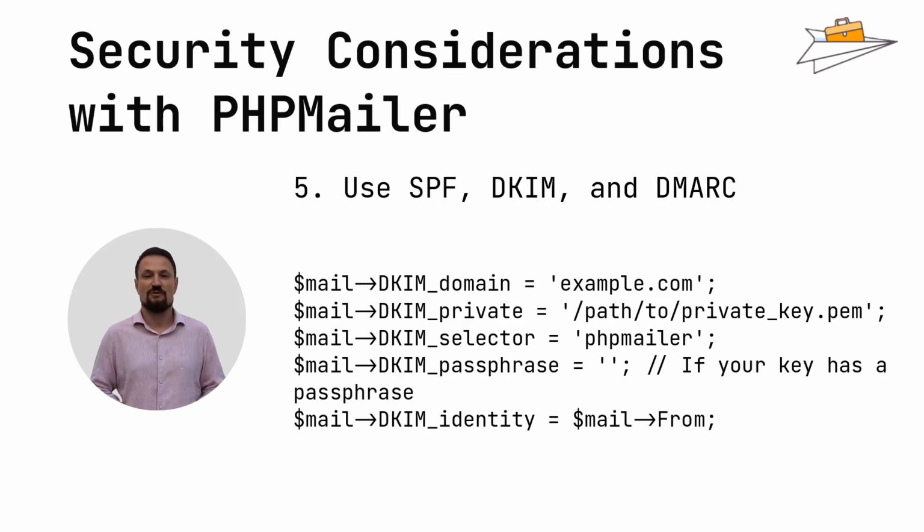5. Use SPF, DKIM, and DMARC. These are critical if you want your emails to reach the inbox and not the spam folder. SPF tells receiving servers which hosts are allowed to send mail for your domain. DKIM adds a signature to each message so the recipient knows it wasn't tampered with. DMARC gives rules for how to handle unauthenticated emails. Once you set these up in your DNS, you can even sign messages directly with PHPMailer. You'll need the OpenSSL PHP extension for this to work.